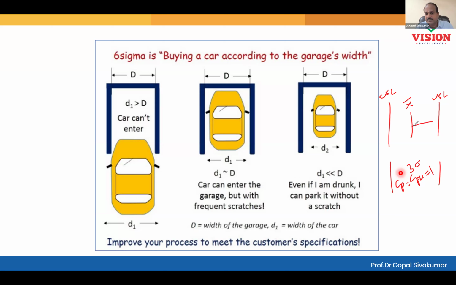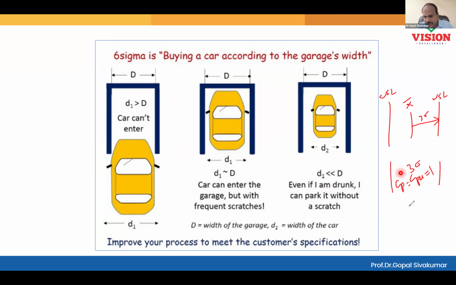And now what is the distance between center and the nearest spec? Can somebody tell me? 3 sigma. So the process is known as a 3 sigma process when Cpk equal to, sorry, when Cpk equal to 1.